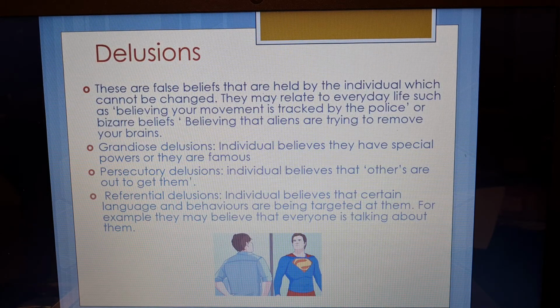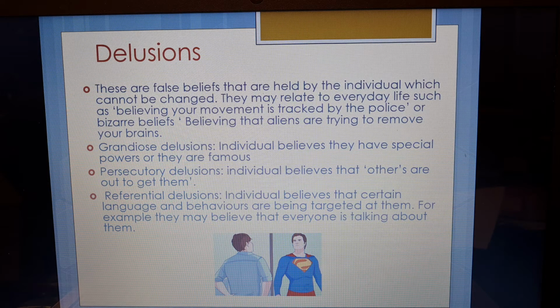Delusions. Delusions are false beliefs. They're very similar to hallucinations. They're false beliefs held by the schizophrenic patient that cannot be changed. Delusions relate to different everyday life events, such as believing that your movement is being tracked by the police, or having really bizarre beliefs that aliens are trying to remove your brain. Really bizarre ideas and concepts.